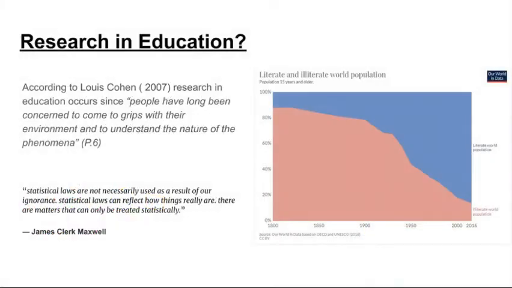Research in education is a necessary component to the progression of the field of education. Cohen suggests that people have long been concerned to come to grips with the environment and to understand the nature of the phenomenon. In other words, it speaks to why an education system could be successful.